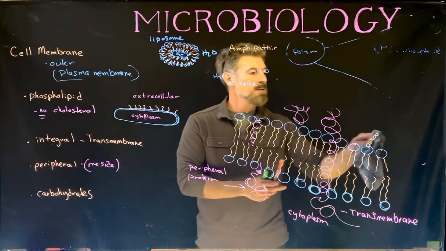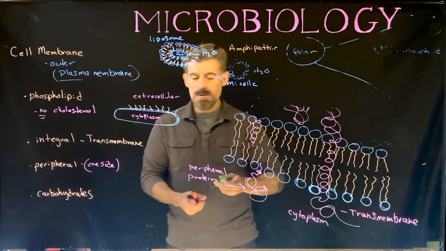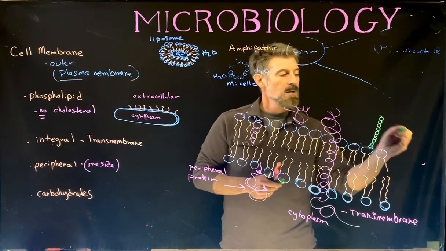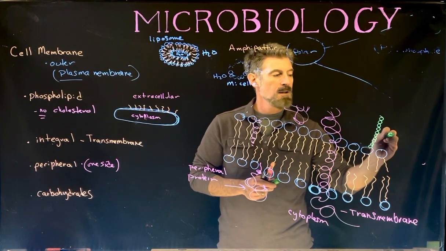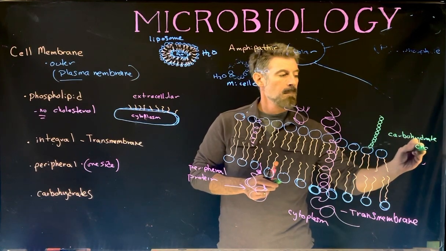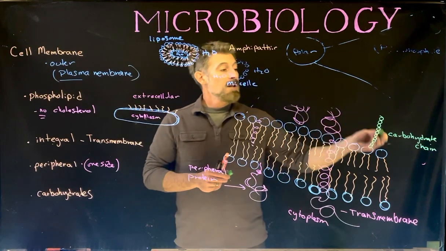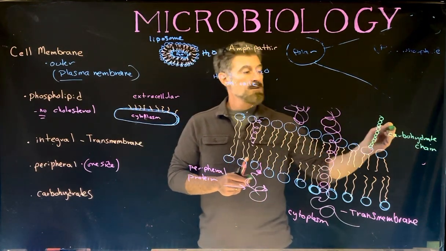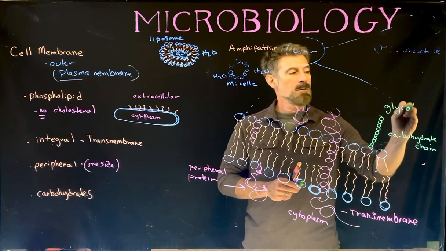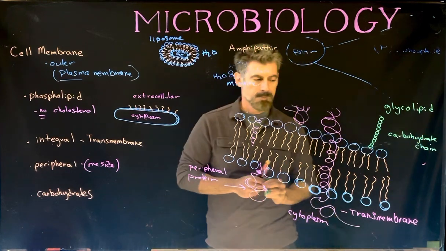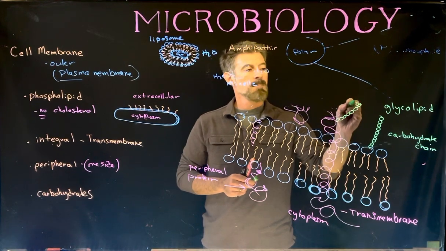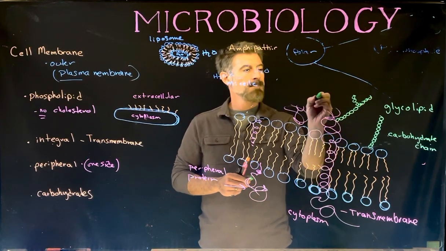Actually, let me use green because I haven't used green yet, and that'll designate it as something different kind of molecule. Here we go, okay? So these are now the carbohydrates, so a carbohydrate chain. It can be attached to a lipid. So if it's a sugar attached to the lipid, here, attached to a phospholipid, we call it a glycolipid. If it's a sugar and it's attached to a protein like this, a lot of times they branch like that.